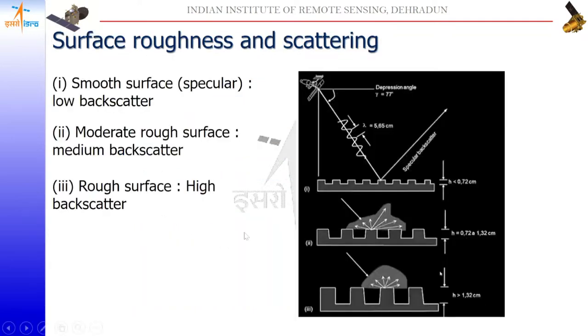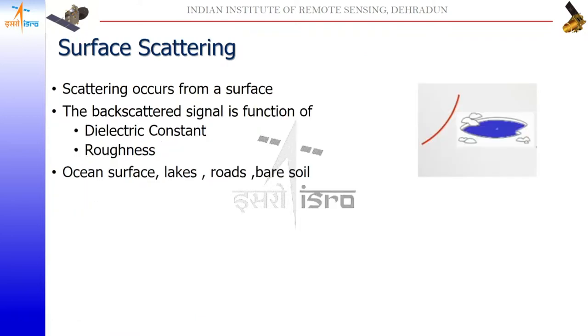So now we will just see how scattering and polarization are related to each other. Earlier, in the first class, I told you that if we have a smooth surface, a moderate surface and a rough surface, then the rough surface has high backscatter. For a single polarization, a rough surface has high backscatter, a moderately rough surface has medium backscatter, and a smooth surface has very low backscatter due to specular reflection.